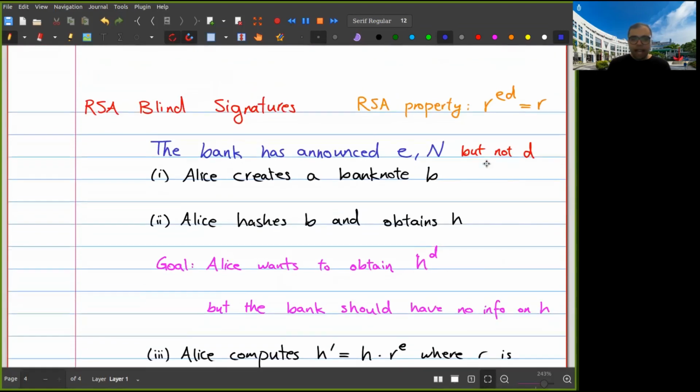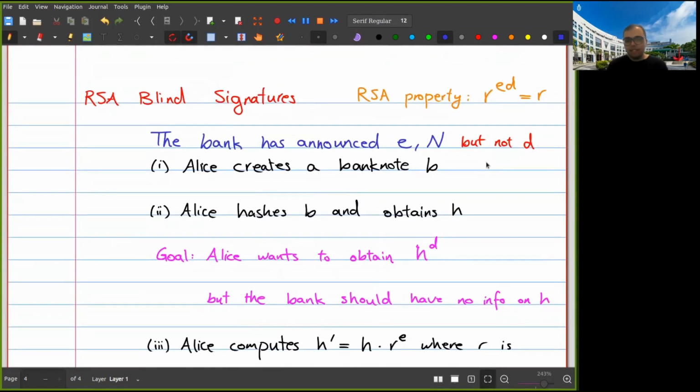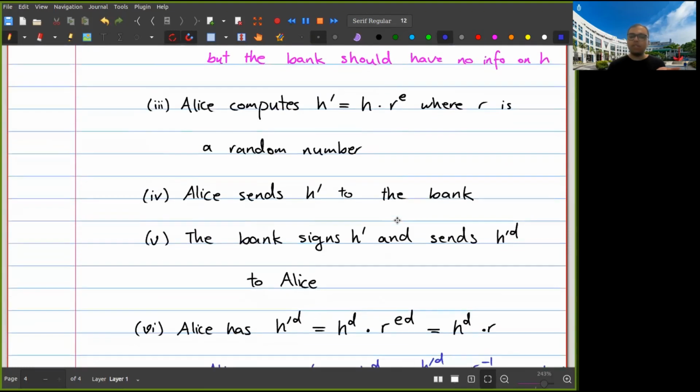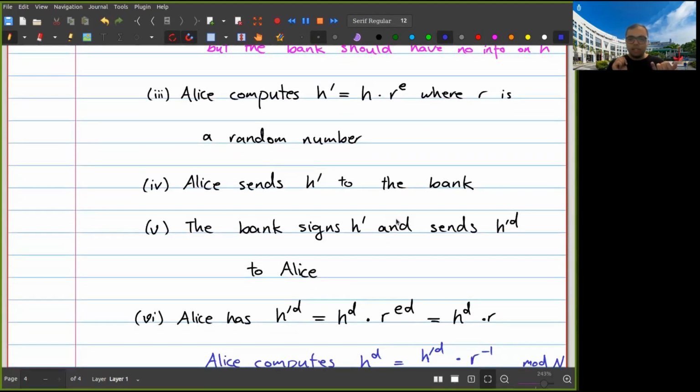So you see, the bank actually signed H without ever seeing it. What did the bank see? The bank only saw H prime. And H prime was not H. H prime was H multiplied by some random garbage that Alice created. So the bank doesn't know what it was that it signed. The bank just knows that it signed one banknote.